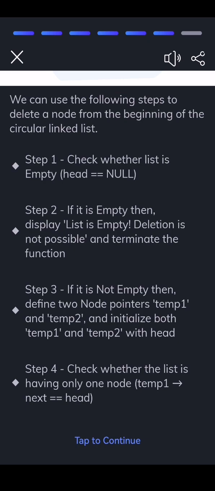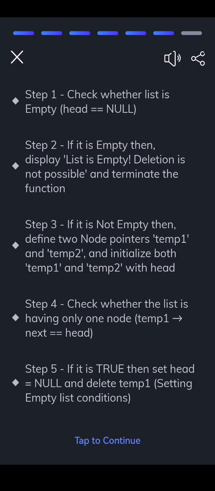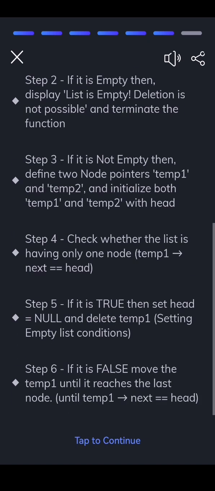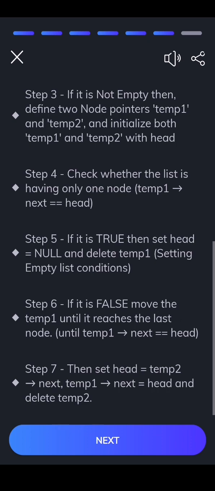Step 4. Check whether the list is having only one node, temp1 next equals head. Step 5. If it is true, then set head equals null and delete temp1, setting empty list conditions. Step 6. If it is false, move the temp1 until it reaches the last node, until temp1 next equals head. Step 7. Then set head equals temp2 next, temp1 next equals head and delete temp2.